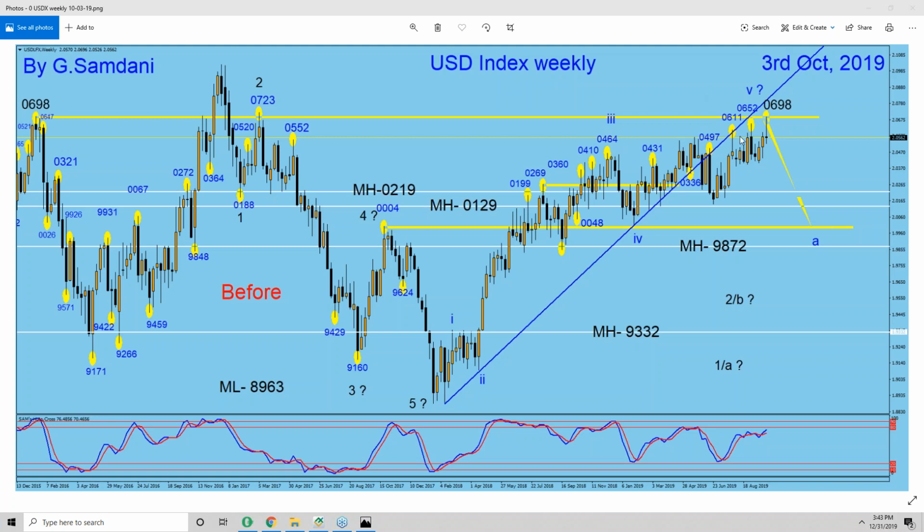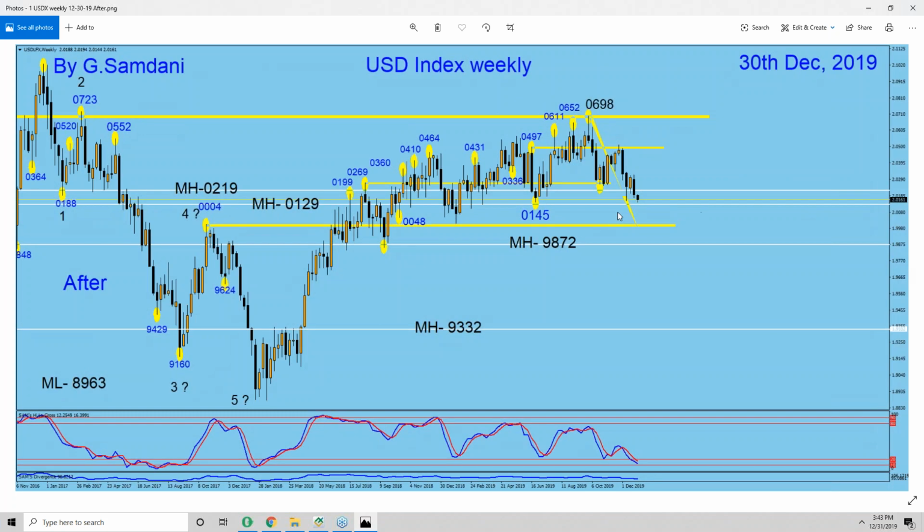Yesterday I showed you the chart I made on 3rd October 2019, that this would be the route, right? And then yesterday it was here, on the 30th. And I said it will probably continue if we drop below 0145. I made another chart for my subscriber that I'll show you after this, that it will continue dropping and what will be the effect of it. So what happened to this chart from yesterday till today is this.